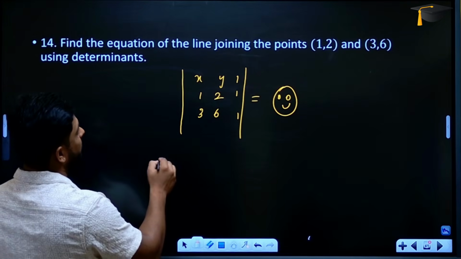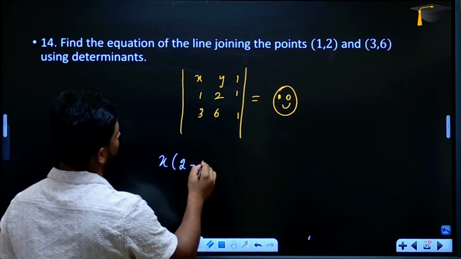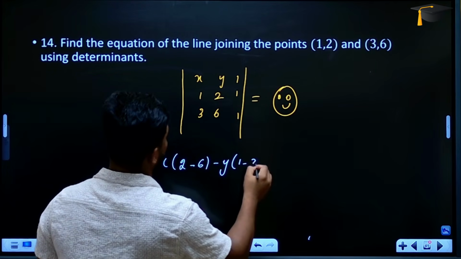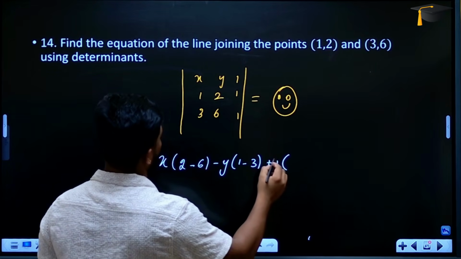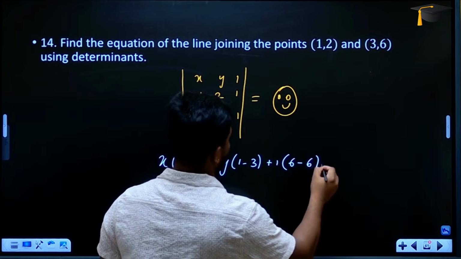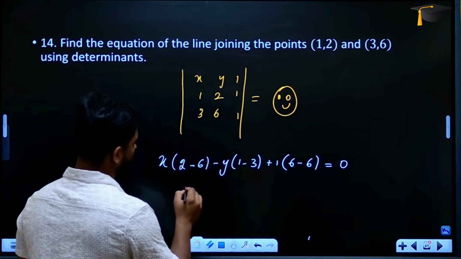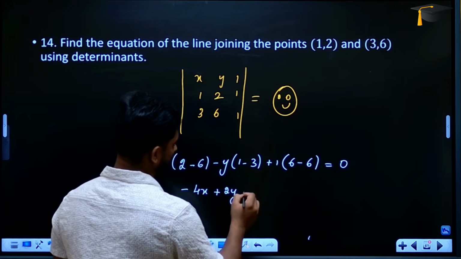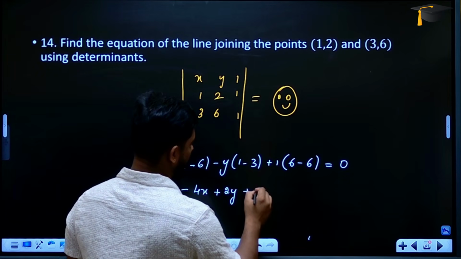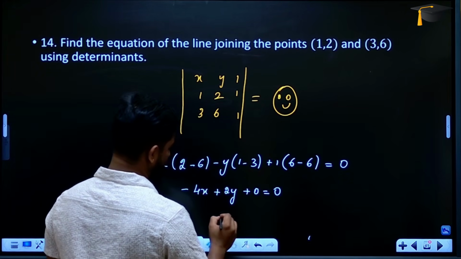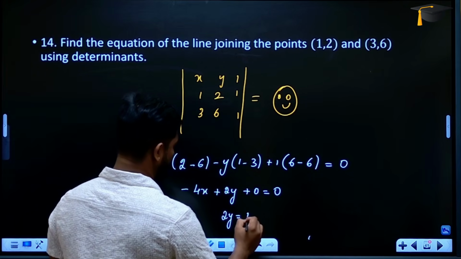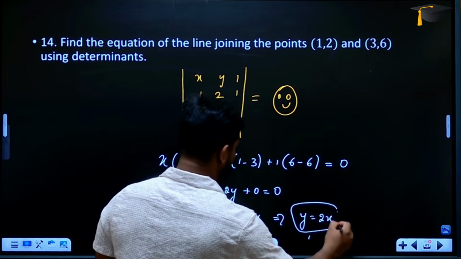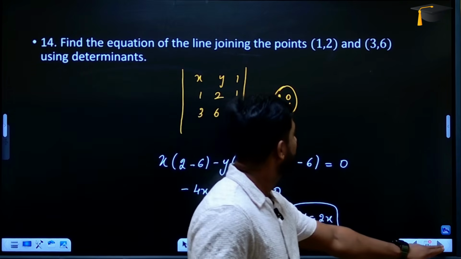Okay, so it is x of 2 minus 6 minus y of 1 minus 3 plus 1 of 6 minus 6 is equal to 0. So it is minus 4x plus 2y plus 0, right? Is equal to 0. So 2y is equal to 4x, or y is equal to 2x is the equation. Okay, next.